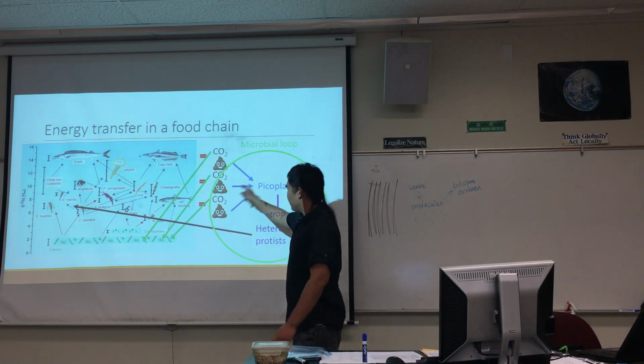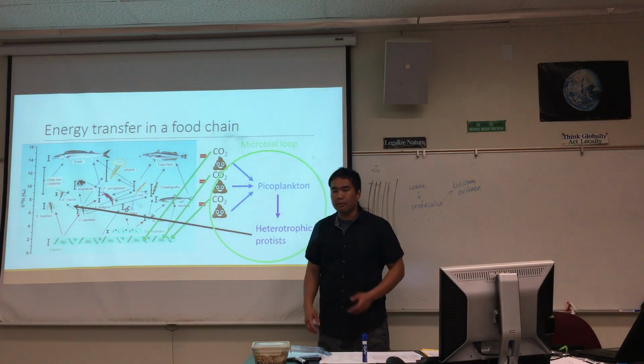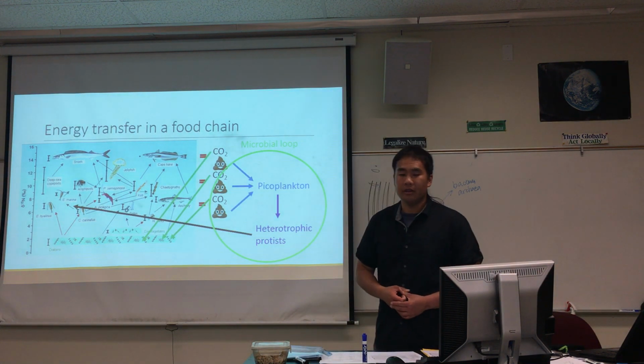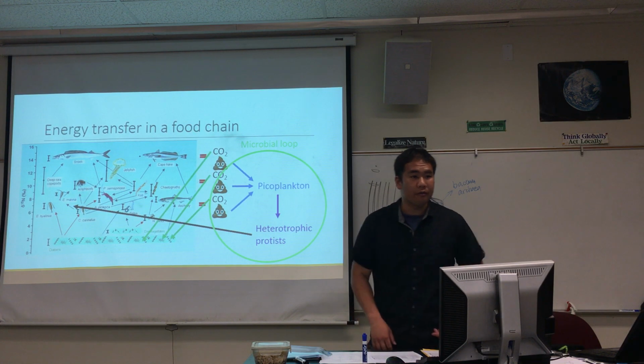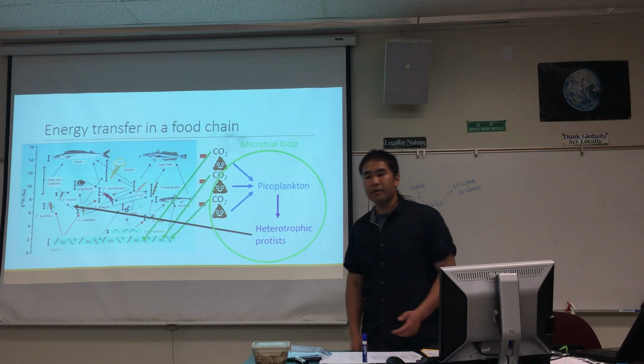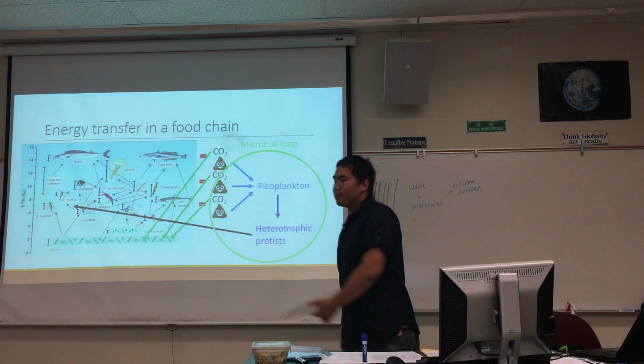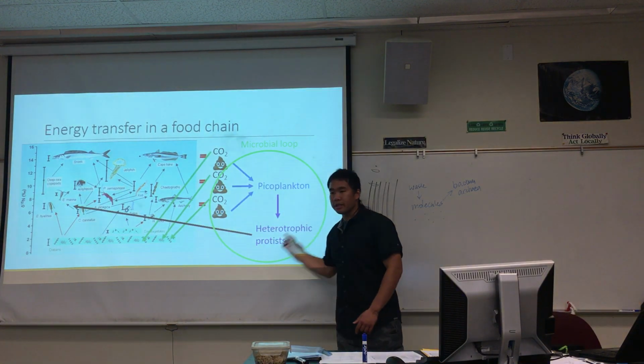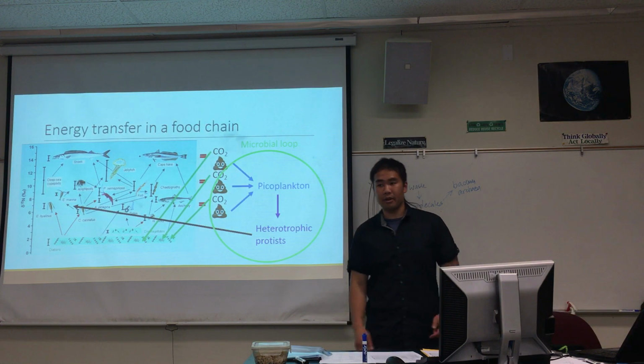Recycling of nutrients. Because what do you guys know about the open ocean and its nutrient levels? It's very low. It's oligotrophic. Okay, you don't want to waste nutrients here. You want to use them as much as you can. You want to recycle them. And there you go. You can recycle them using this process known as the microbial loop.